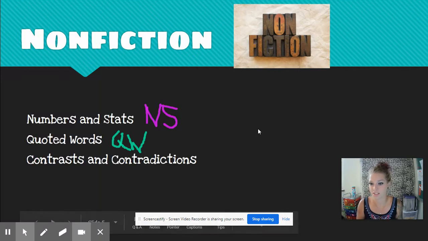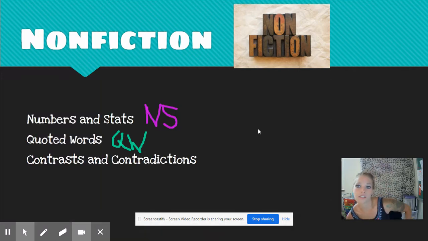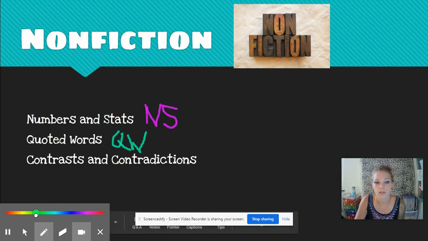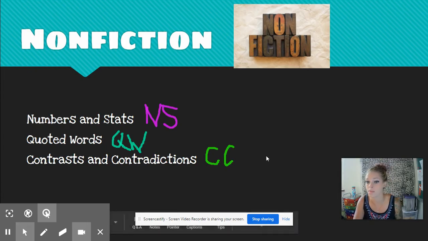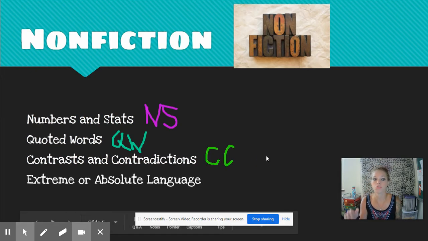The next one is the contrast and contradiction. This is where the author is telling you something that maybe contradicts what you already know about that topic. So for example, referring back to that chicken nugget example, we're going to read an article about how chicken nuggets are made. And I want you to think about, like, does this change how you thought chicken nuggets were made? Is it confirming what you already know? If you see that, you can go ahead and talk about CC. It contradicts what you already know, or maybe the author is contradicting themselves. Sometimes that happens too. Extreme or absolute language.